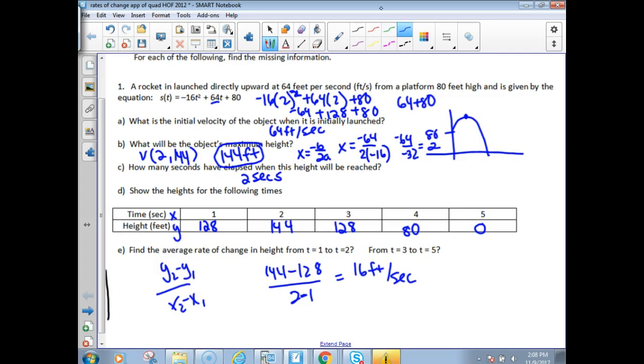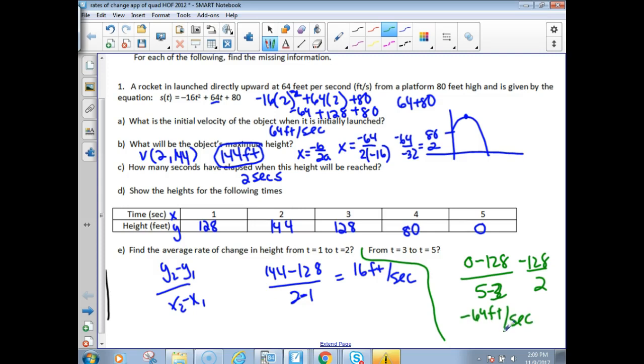Oh, I didn't do the second part. 3 to 5. Oh, 5 seconds. Was this 0? It was? 0 minus 128 over 5 minus 2. I did forget to do that one. Negative 128 over 5 minus 3, so 2. Negative 128 over 2. That's going to be negative 64 feet per second.